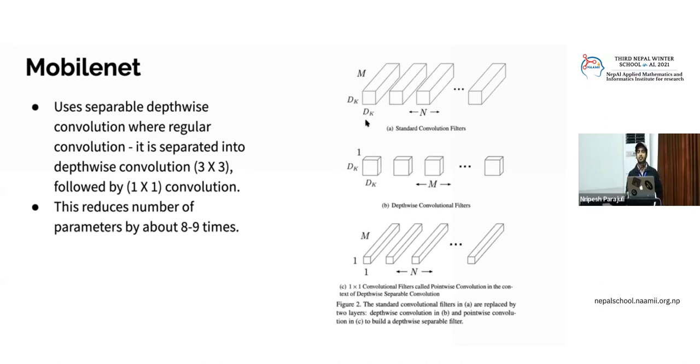This is slightly complicated perhaps, but overall the idea is that it's borrowing ideas from matrix factorization, and you're assuming these conditions about matrices. But this reduces the number of parameters by 8 to 9 times, which is pretty cool.